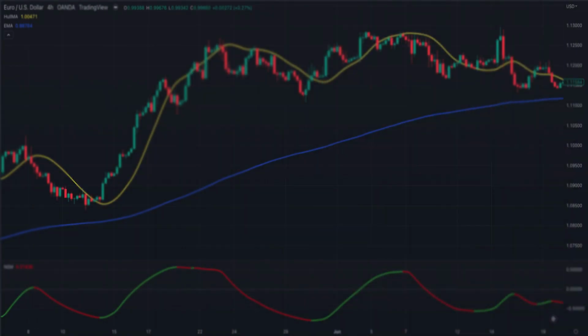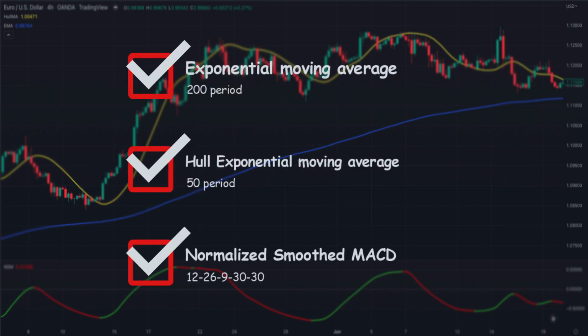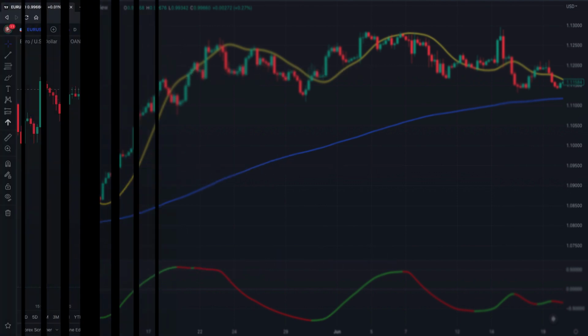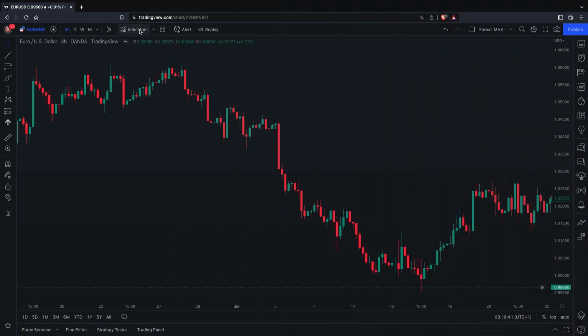These are the indicators that we will use in the strategy: 200 period exponential moving average, 50 period Hull exponential moving average, normalized smooth MACD. These are the settings for the indicators.